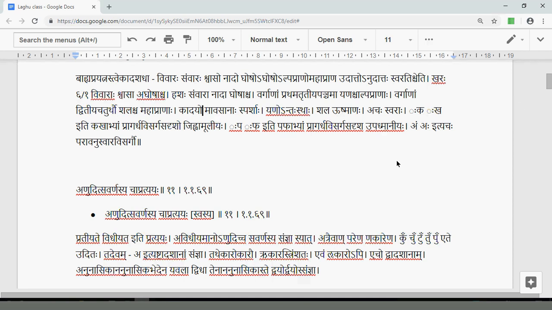Both are included, so starting with kakara and ending with makara. What are these? Basically the class consonants, the varga. Starting with kakara in the ka varga: ka, kha, ga, gha, nga. Then cha, chha, ja, jha, nya. Ta, tha, da, dha, na. Ta, tha, da, dha, na. And pa, pha, ba, bha, ma.